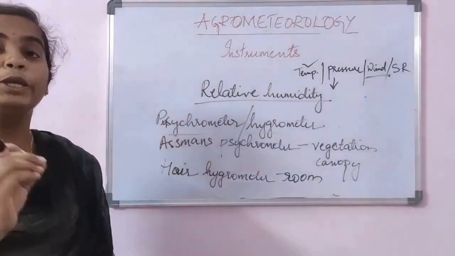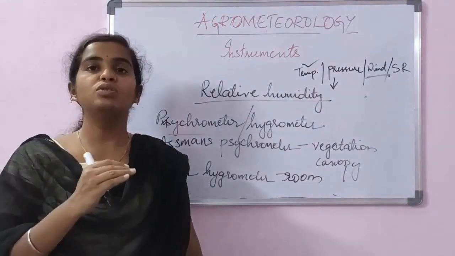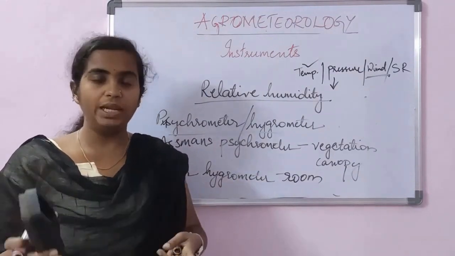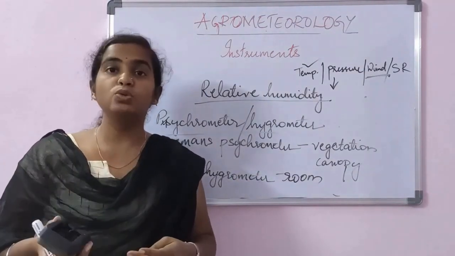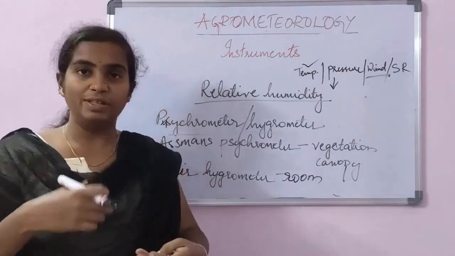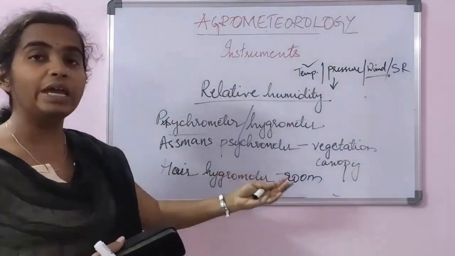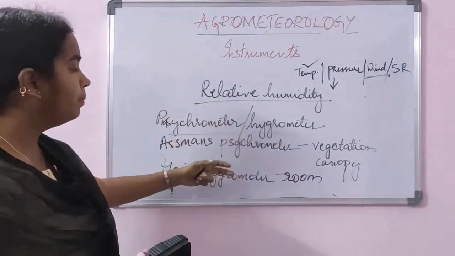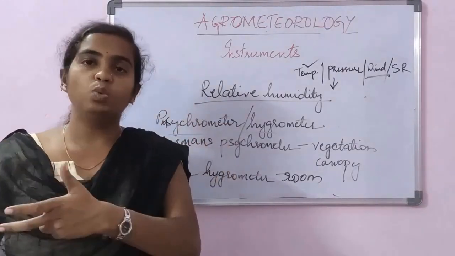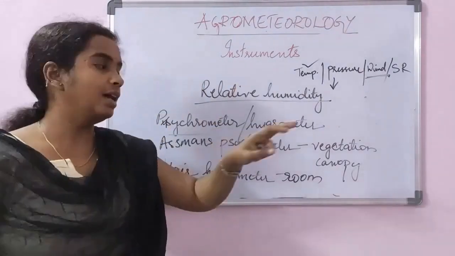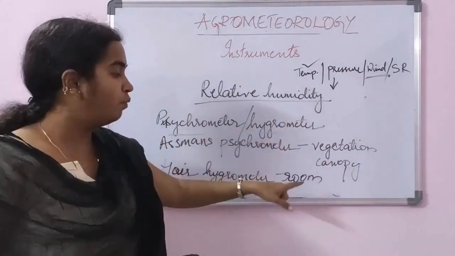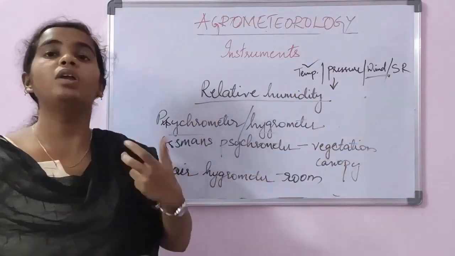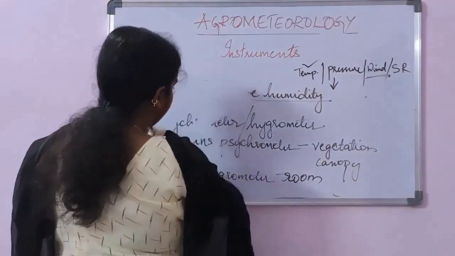So these three are the important instruments which are used for measuring relative humidity. One is the psychrometer or hygrometer, which is used generally. One is Assmann's psychrometer, which is used in the measurement of relative humidity in vegetative canopy, and the third one is the hair hygrometer, which is used for the measurement of relative humidity in a room. So you should remember which instrument is used for which one. We will get a question in the exam. They'll give all the options. We should know for room, for canopy, and for general measurement which type of psychrometers or hygrometers will be used.